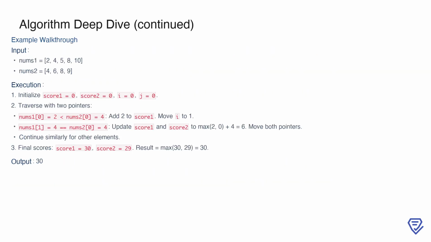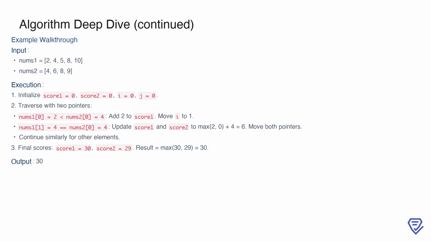Let's walk through an example to see the algorithm in action. Suppose nums1 is [2, 4, 5, 8, 10], and nums2 is [4, 6, 8, 9]. We start by initializing score1 and score2 to 0, and the two pointers, i and j, to the beginning of their respective arrays. First, nums1[0] is 2, which is less than nums2[0], which is 4. So, we add 2 to score1 and move pointer i forward.